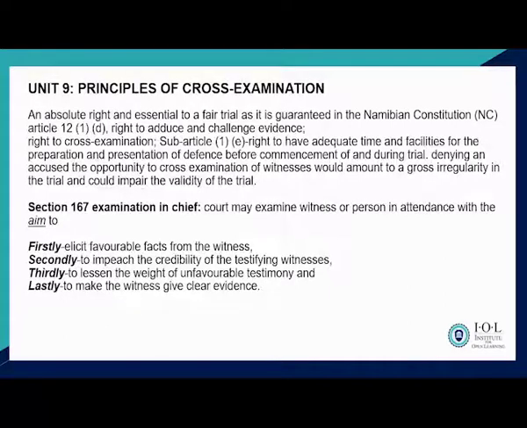Section 167, Examination in Chief. The court may examine a witness or person in attendance with the aim, firstly, to elicit favorable facts from the witness; secondly, to impeach the credibility of the testifying witness; thirdly, to lessen the weight of unfavorable testimony; and lastly, to make the witness give clear evidence.